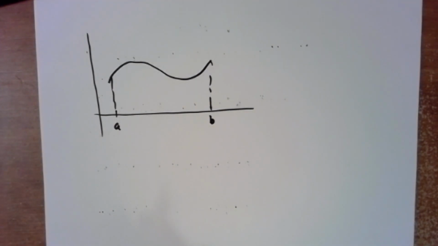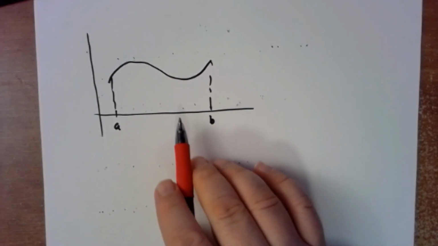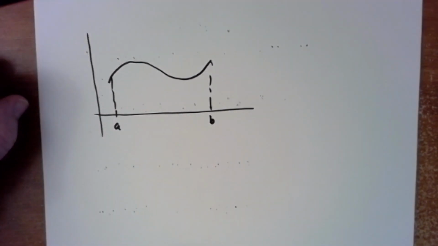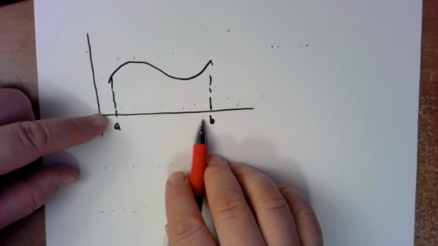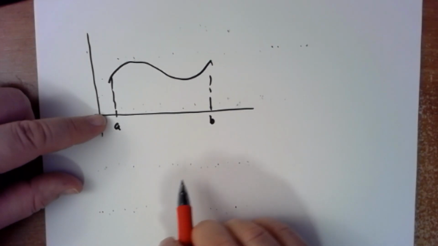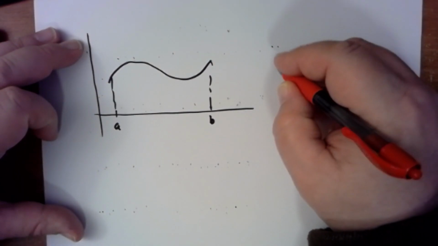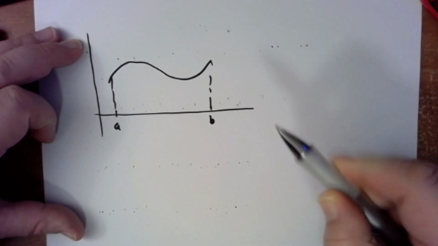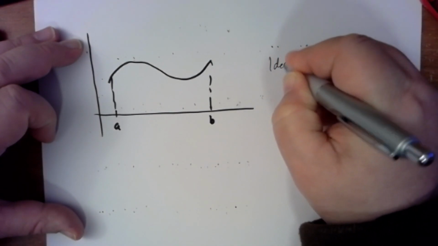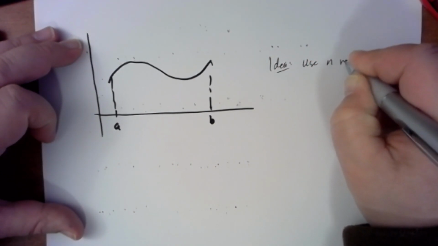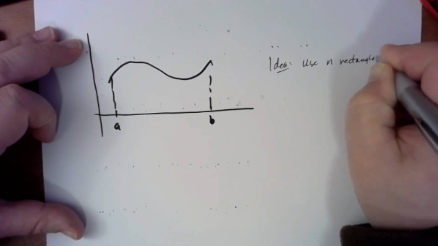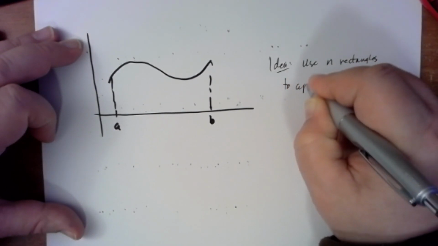Alright, so the next section is going to be about formalizing our area under the curve. So the idea behind estimating the area under the curve is we're using rectangles. So the basic idea here is we'll use n rectangles to approximate the area.